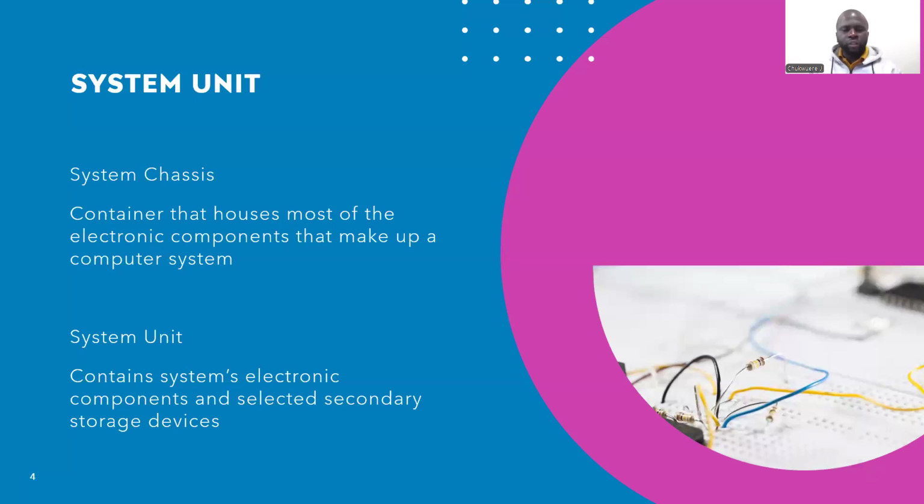As we can see here, a system unit is a container that houses most of the electronic components that make up a computer system. I know you have seen a desktop computer where you see the monitor and then another machine sitting under the desk or side by side. That is a typical example of your system unit. What it houses is all the electronic components that make the display work and assist the monitor to be effective.